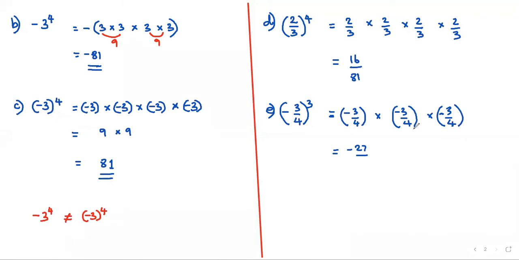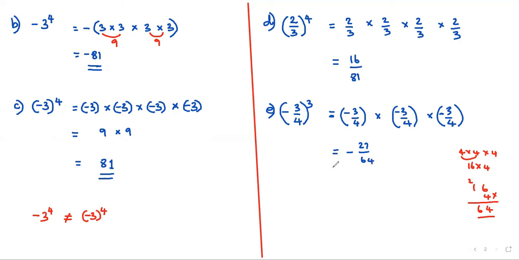Then 4 times 4 times 4, what do we get? 32? I don't think so. 64. Yes. It means that you have 4 times 4, which is 16, and 16 times 4: 4 times 6 is 24, write 4 and carry 2. Then 4 times 1 is 4, plus 2 is 6. So we are having 64. Is that understood, everyone? Okay. Don't forget that the whole of it is negative. Negative 27 out of 64.